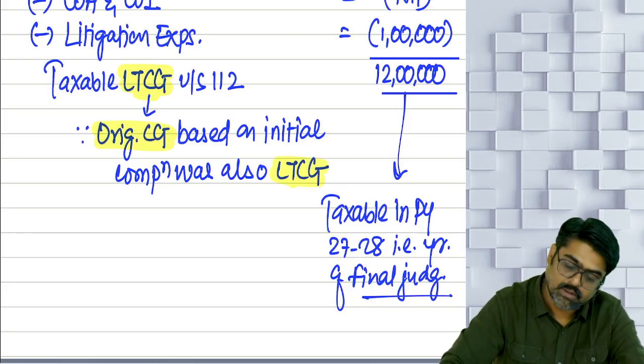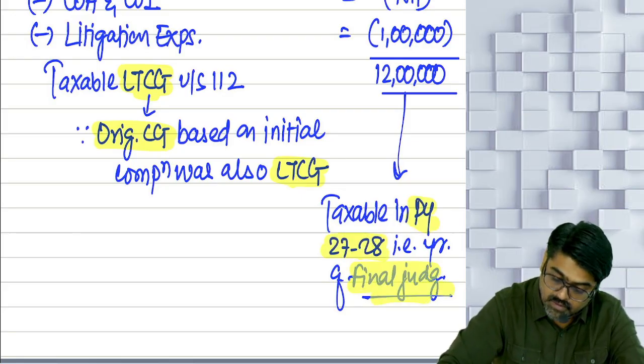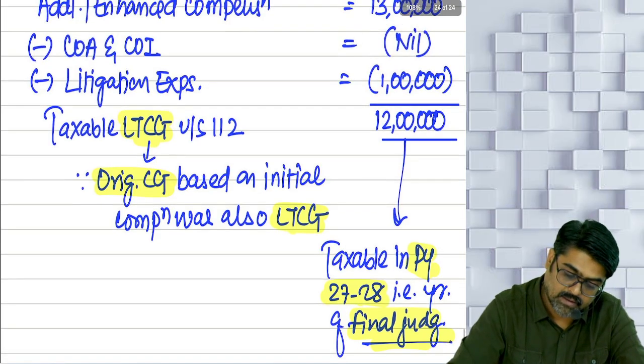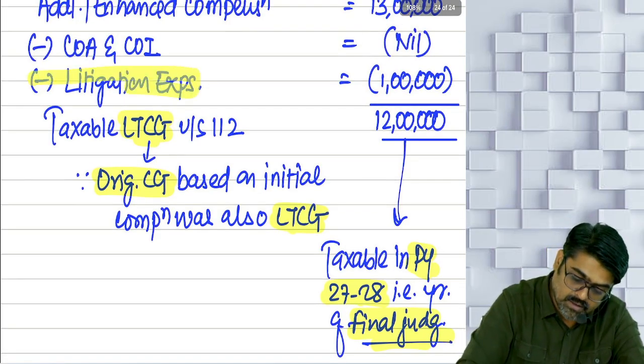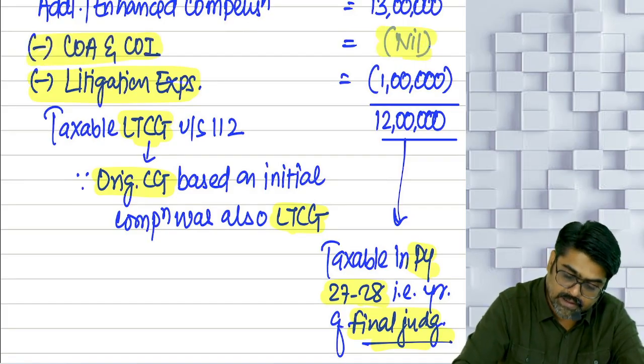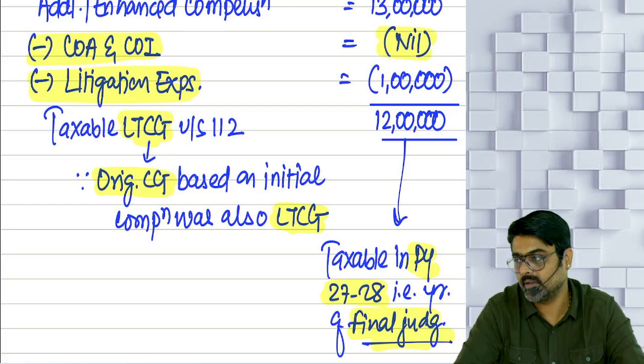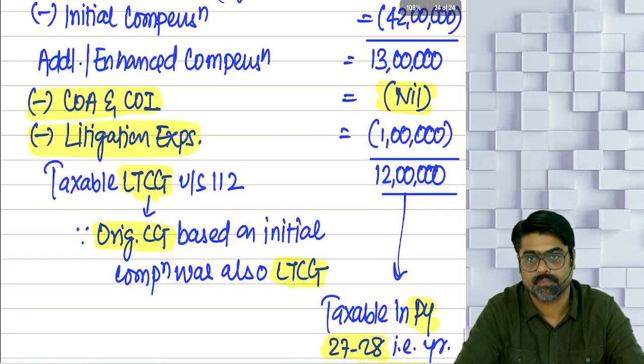Yes or no? Taxable in the previous year 27-28, that is the year of final judgment, and you will get the deduction for litigation expense, but cost of acquisition and cost of improvement will be taken as nil. Done? These things you are supposed to remember.